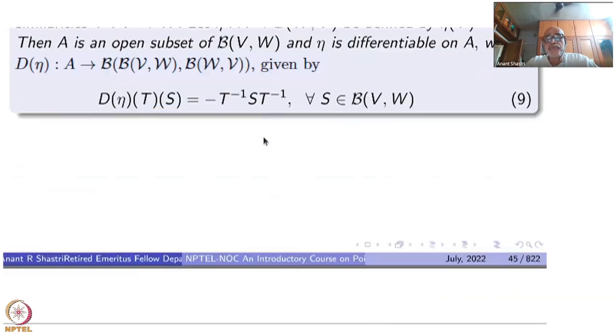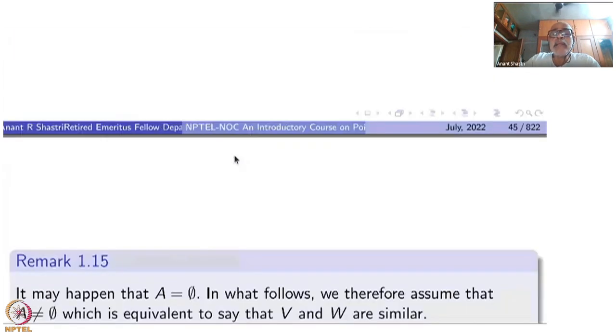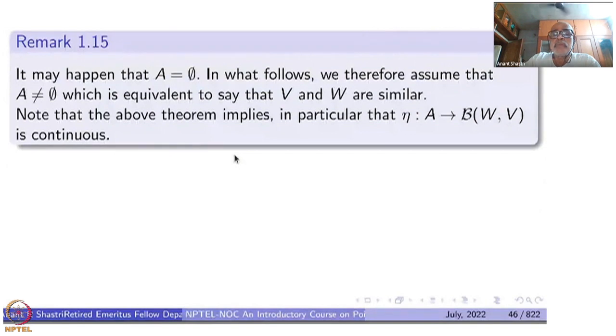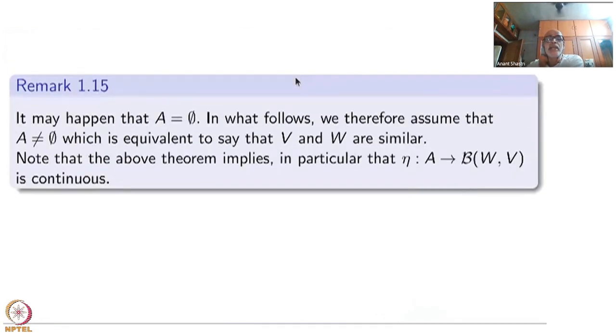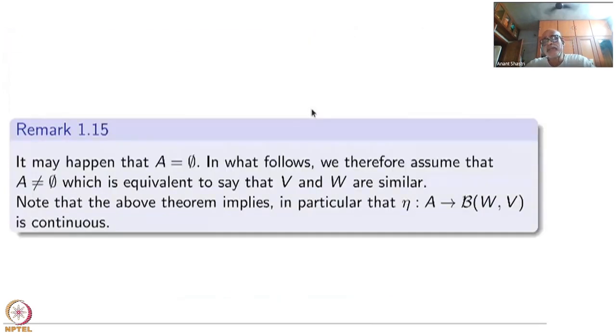So let's see, the proof is not all that difficult at all. First of all, what may happen is that A is empty. What is the meaning of that? There may not be any similarities between V and W. So there is no statement about this being non-empty here. But on an empty set, whatever I have said is vacuously true. So there is no logical difficulty here. But if you want to prove something, you should assume A is non-empty, that's all. Otherwise, you don't have to prove anything. All right, so assume A is non-empty, then we can follow. What is the meaning of A being non-empty? There is some similarity, which means V and W are similar already.